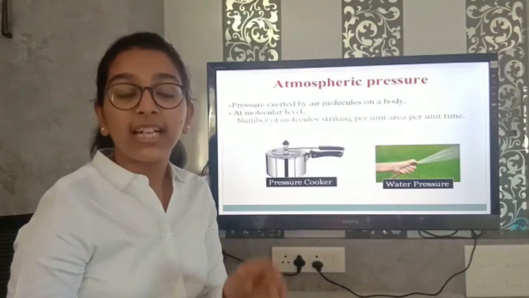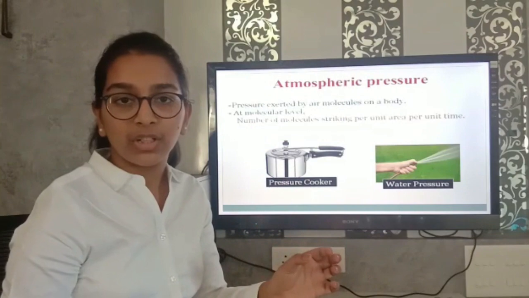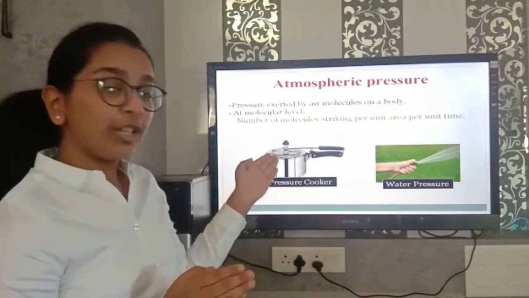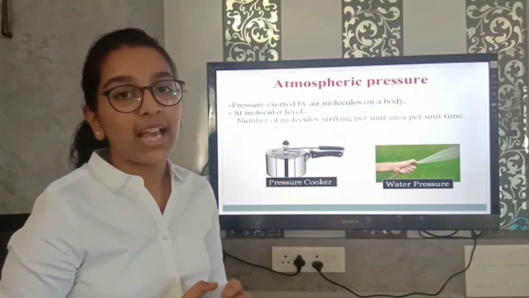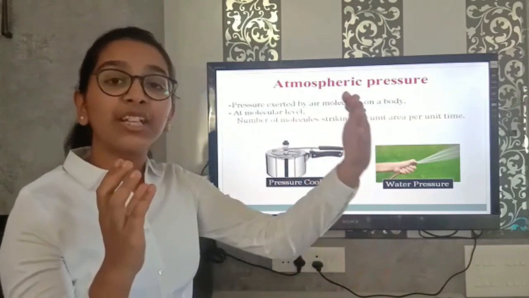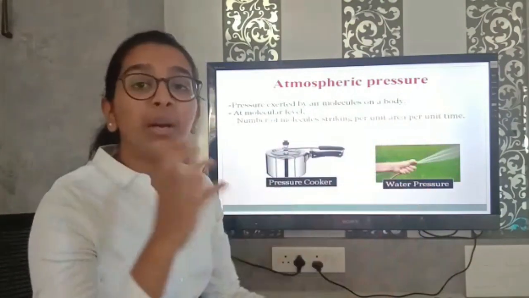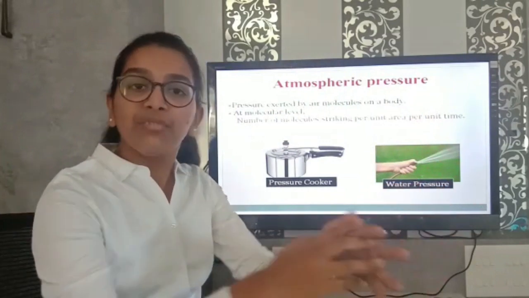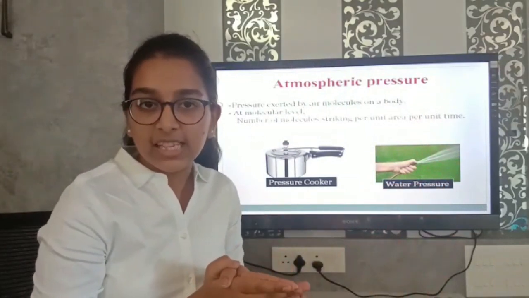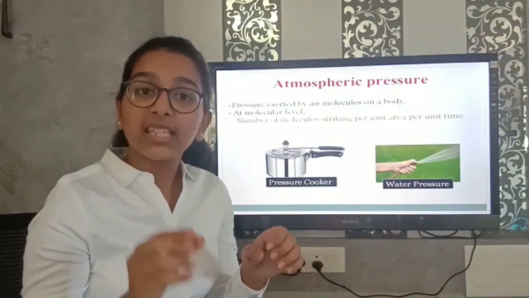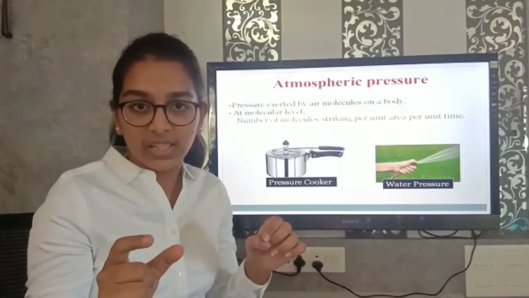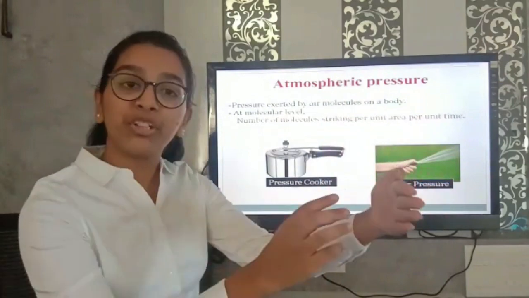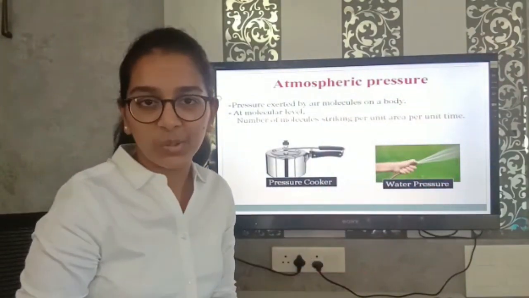Now we are aware that the atmosphere exerts some pressure. What is present in the atmosphere? There are molecules. So at the molecular level, pressure can be defined as the number of molecules striking a unit area per unit time. We know that as the altitude increases, the air becomes thin, that is, the number of molecules reduces. That's why there will be fewer molecules striking per unit area per unit time. Therefore, pressure will also be less.